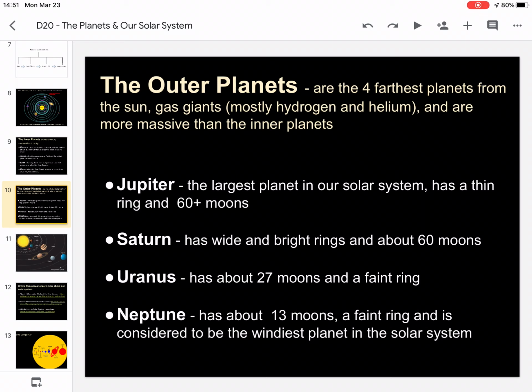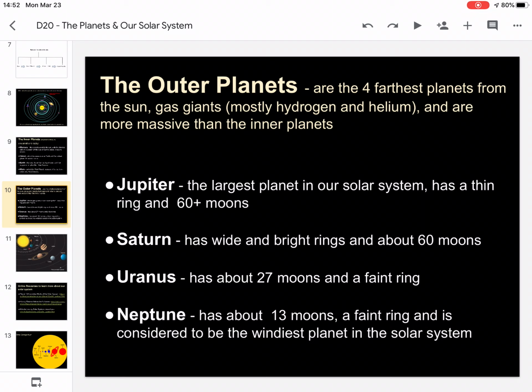But now the outer planets are these gaseous style planets. They're much larger, made up mainly of gas. Jupiter is our largest planet in the solar system. It has a thin ring and about 60 moons, plus moons. Saturn has a wide, bright ring system and about 60 moons. Jupiter has the most. Uranus has about 27 moons, and it itself also has a ring. Just so you know, Uranus actually was hit by an object, so its north pole points towards the sun. Neptune has about 13 moons. It also has a faint ring, and it's considered to be the windiest planet in the solar system because of the winds that go there.